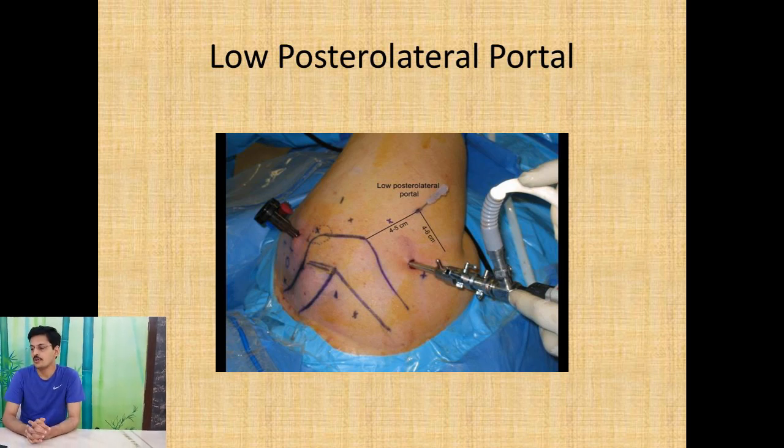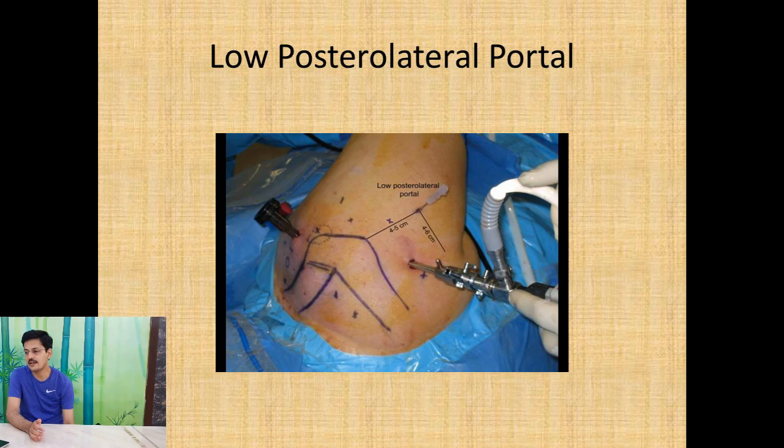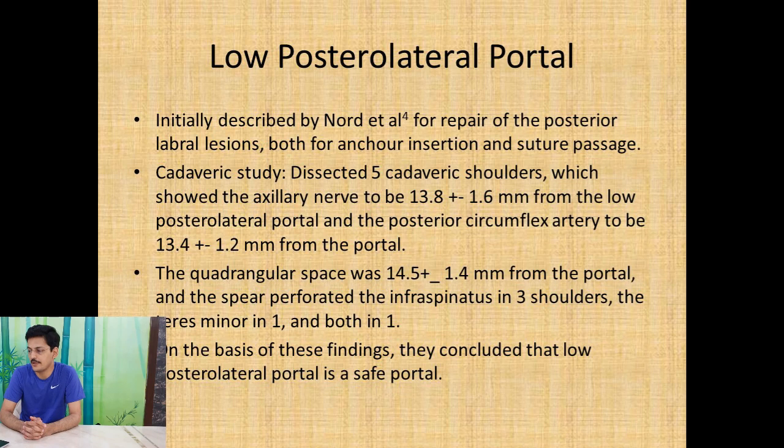Now this is the low posterolateral portal. It is about 4 to 5 centimeters inferior and 4 to 6 centimeters lateral to the posterolateral edge of the acromion. It was initially described by Dr. Nord for the repair of the posterior labral lesions, both for anchor insertion and suture passage.